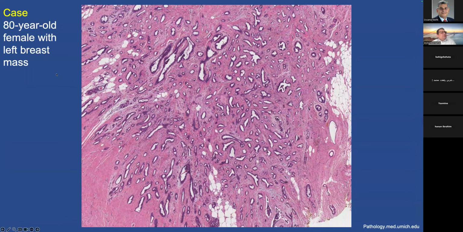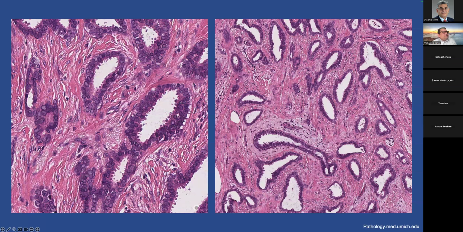And then another special type. This one, as you see, it's all forming tubules. You go on high power, you notice the snouts in these tubules, and they have some angulation. And these also have a low to intermediate nuclear score. So this is a case of tubular carcinoma.